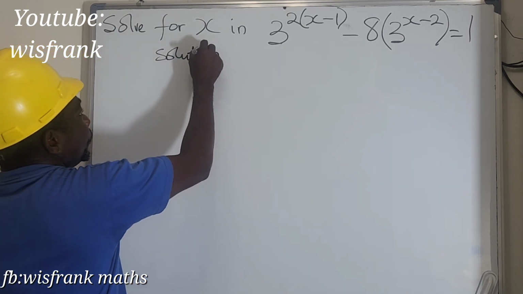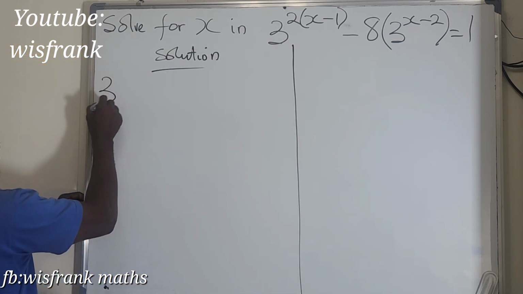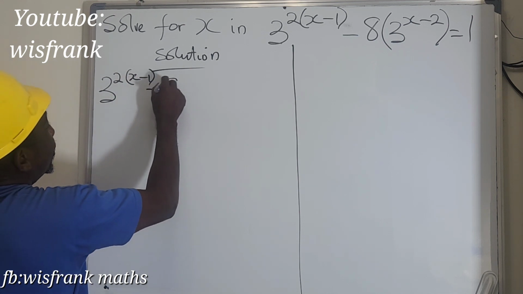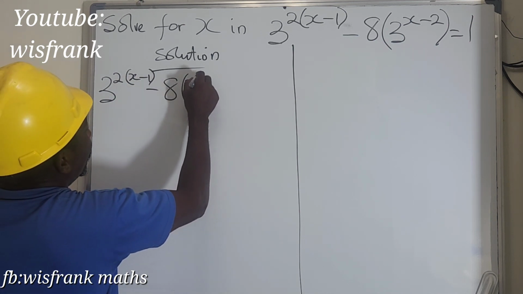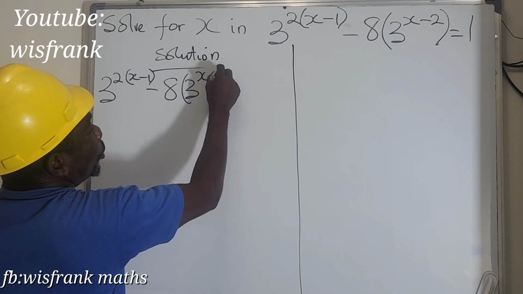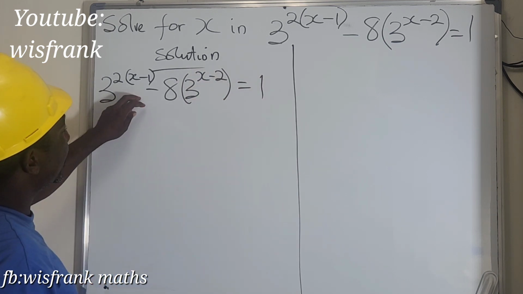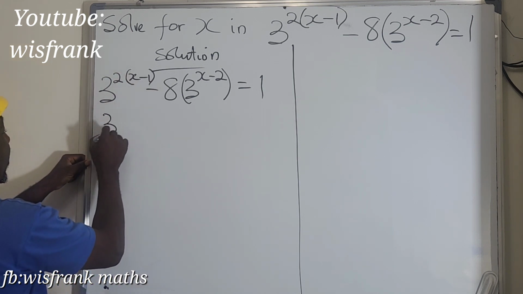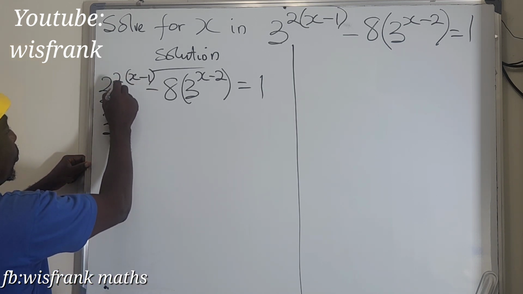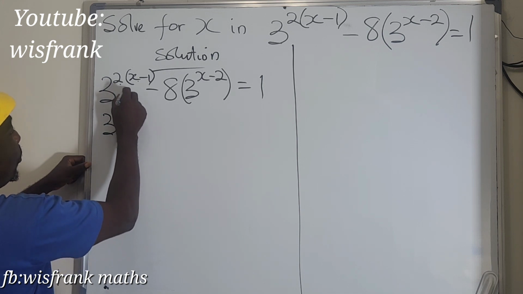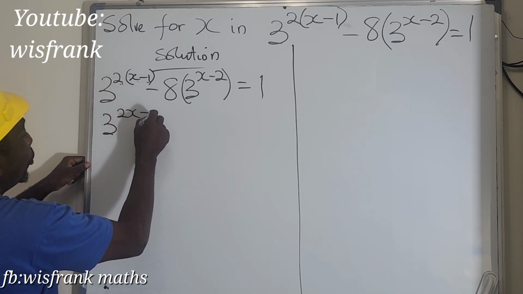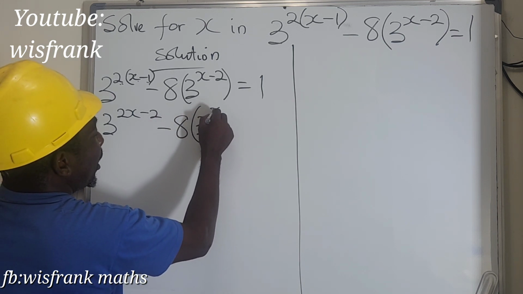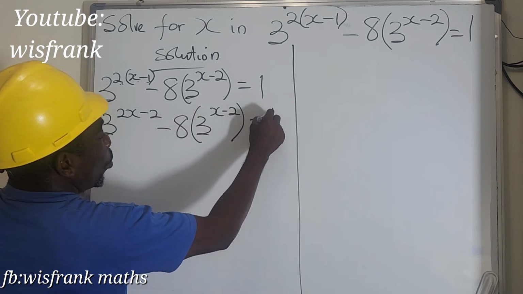We have the solution. So now we are given 3 to the power of 2 into x minus 1, minus 8 into 3 to the power of x minus 2, equals 1. In this case, we can expand this out. So this will become 3 to the power of 2x, 2 times minus 1 will be minus 2, minus 8 into 3 to the power of x minus 2 equals 1.